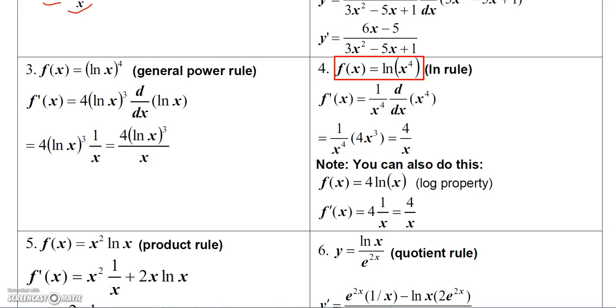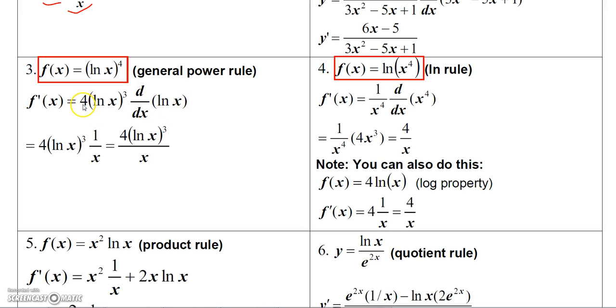Now this next example I want to show you is actually a general power rule problem, because I have a function to the 4th power here. So to take the derivative of a function to a power, I use the power rule. So I would have 4 times the function natural log of x to the 3rd power, but then remember the power rule, you've got to multiply by the derivative of the inside, so I'd multiply by the derivative of natural log of x.